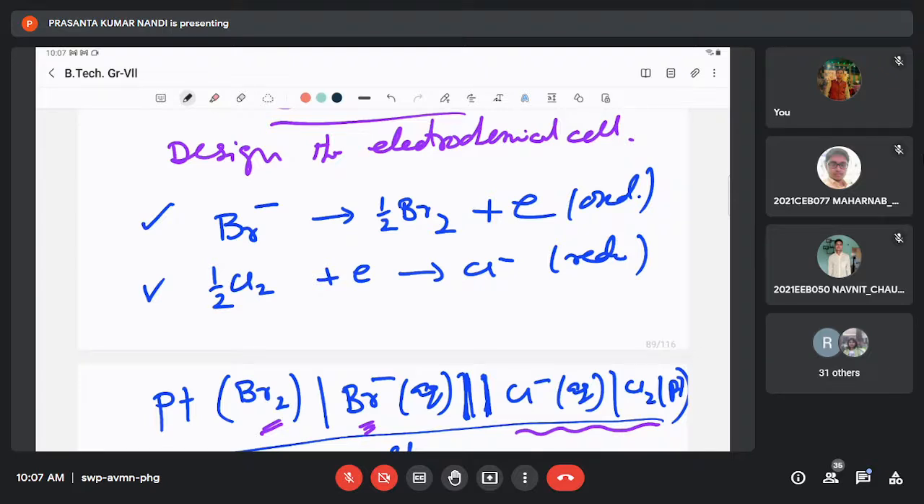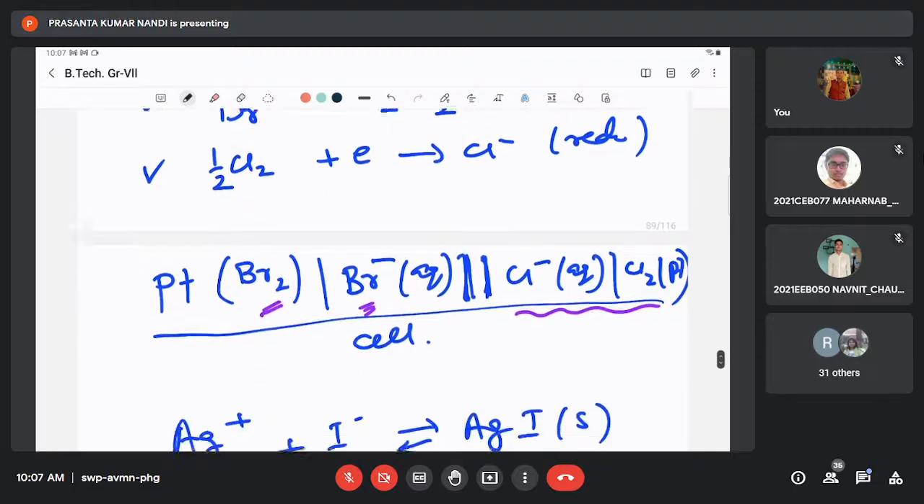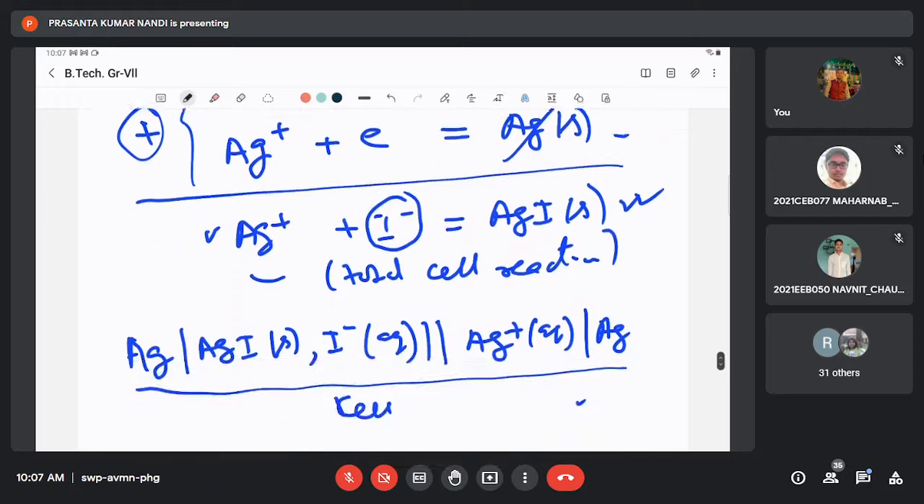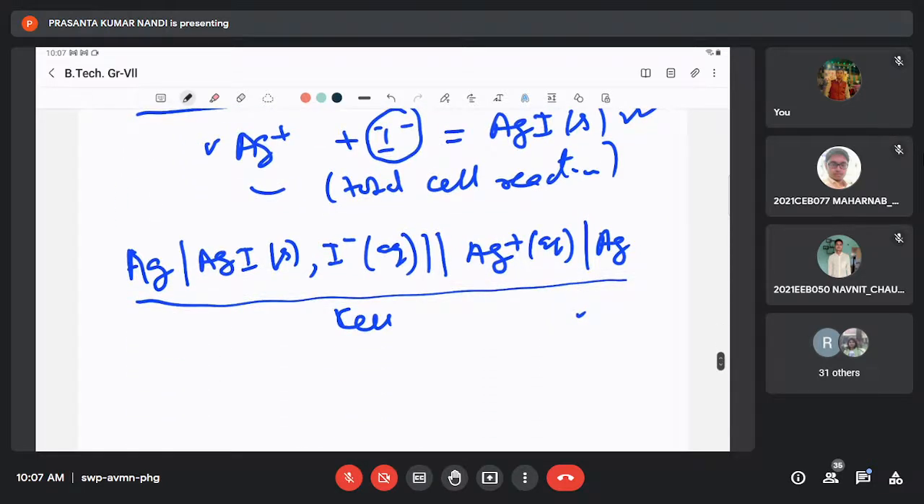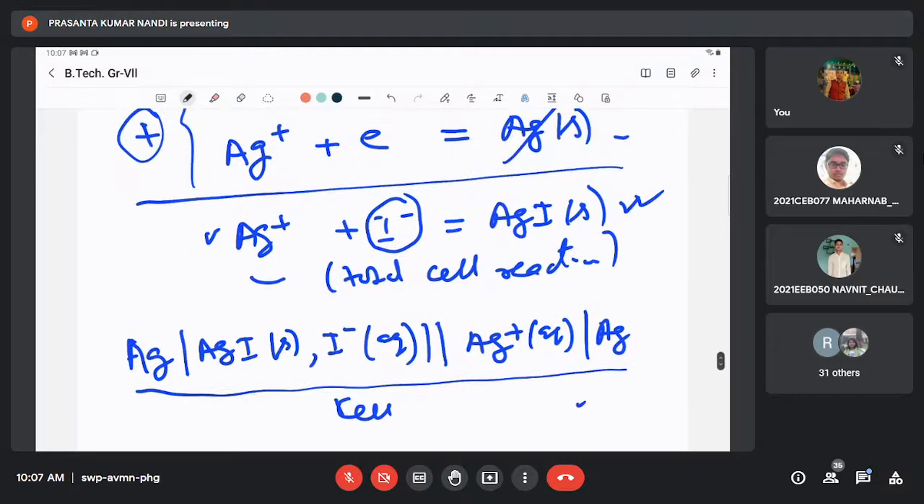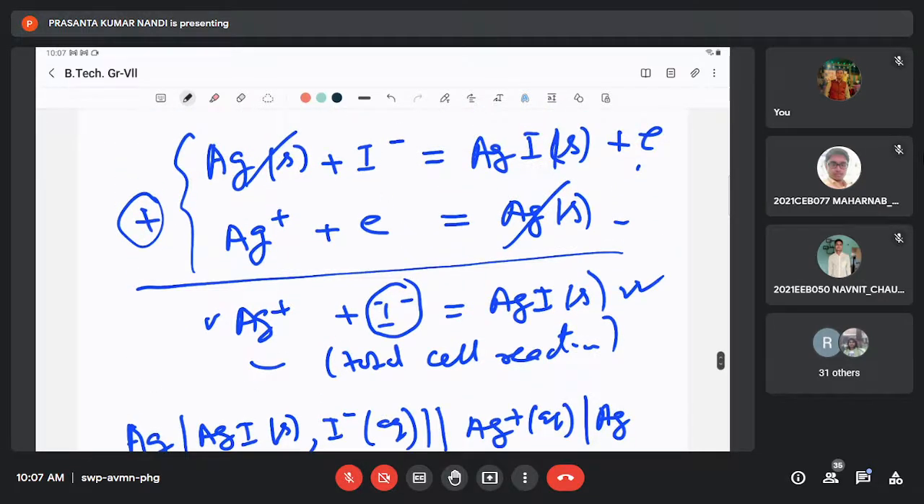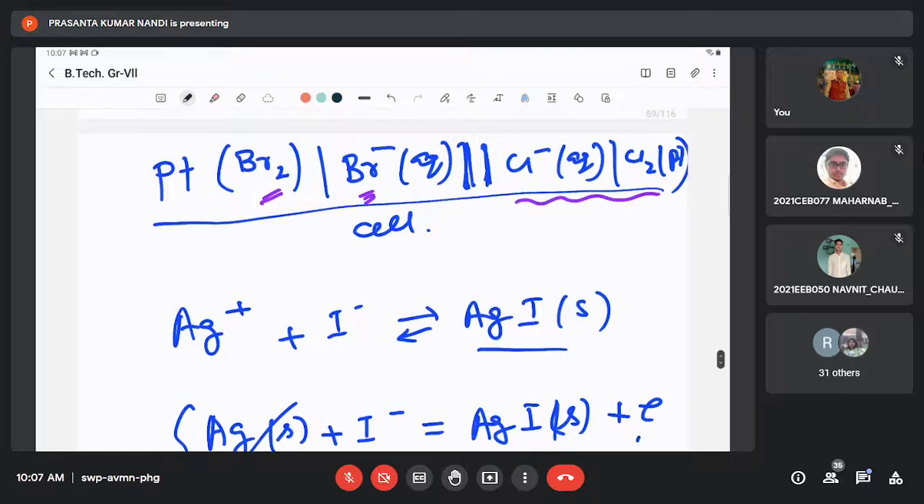So these are the examples I have shown: given a cell, how to write down the cell reactions, and vice versa, given cell reactions, how to construct or design an electrochemical cell. These sorts of problems you can expect in your end-sem examination. So be careful to write down all these things.